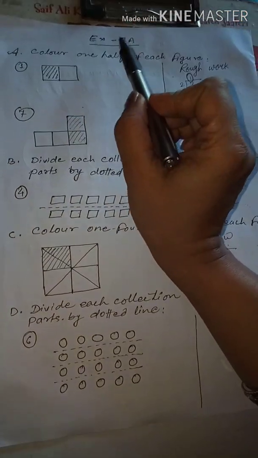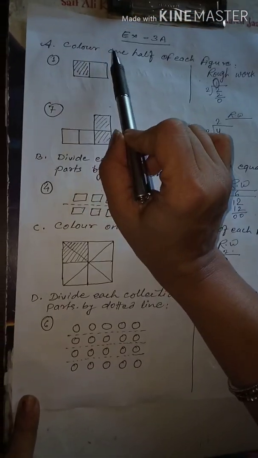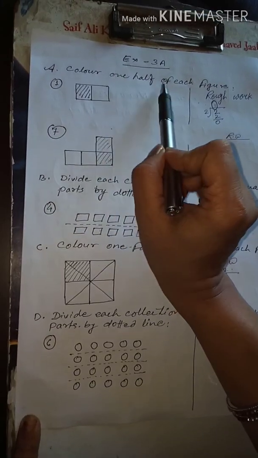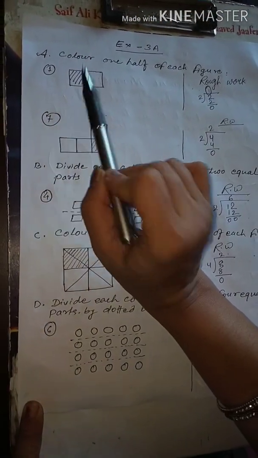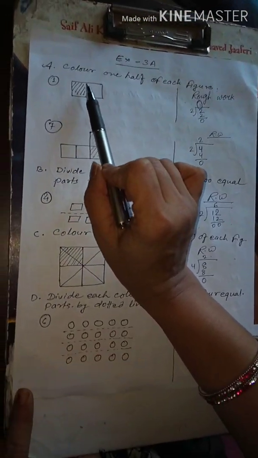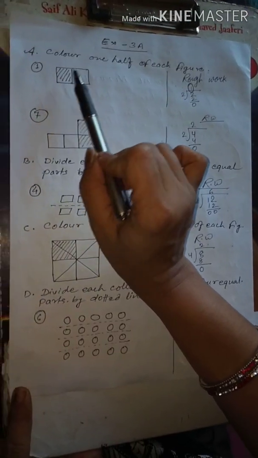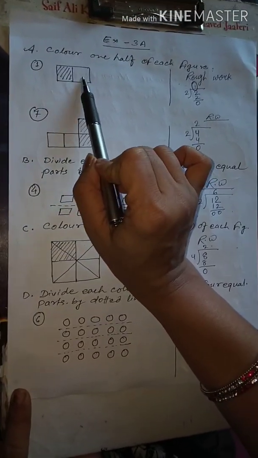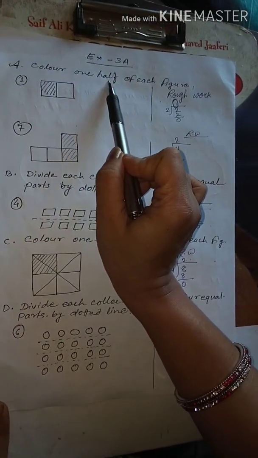Now we will solve some exercise questions. Exercise 3a. Question number A. Color one half of each figure. Question number 1. First step, what you will do? You have to count this figure, how many parts. You count how many parts? 1, 2. So total parts 2, and you have to color one half.